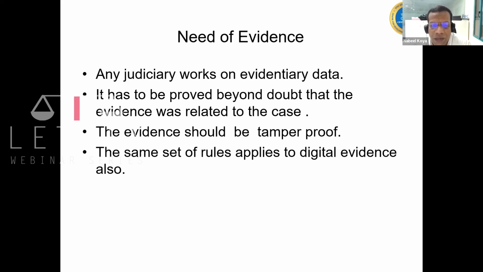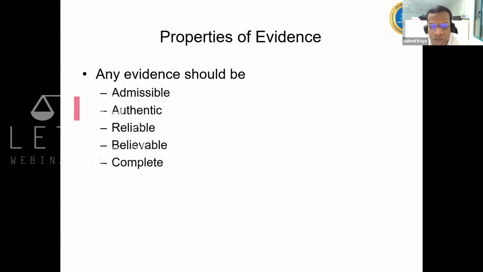Now, any judiciary works on evidentiary data. Whenever a cybercrime has happened, you need to identify the proper digital evidence, and the evidence should be tamper-proof in a legal context. These are some of the properties of any general evidence: it should be admissible in the court, authentic, reliable, believable, and complete.